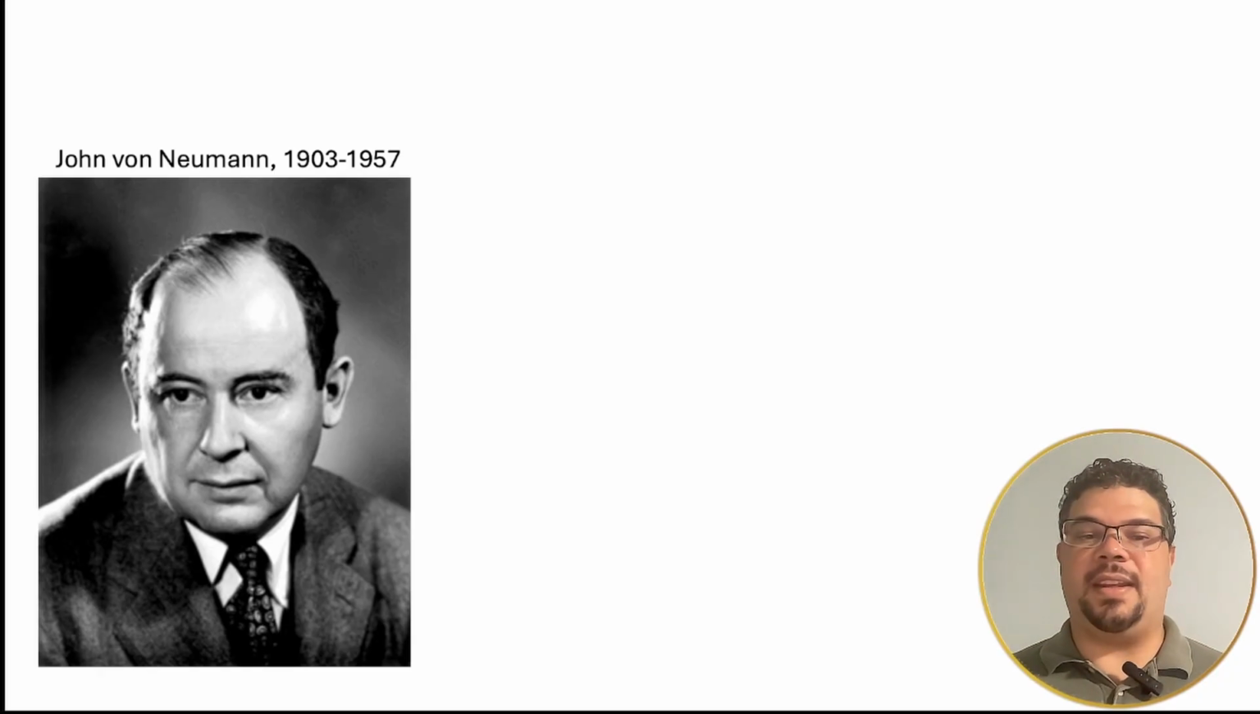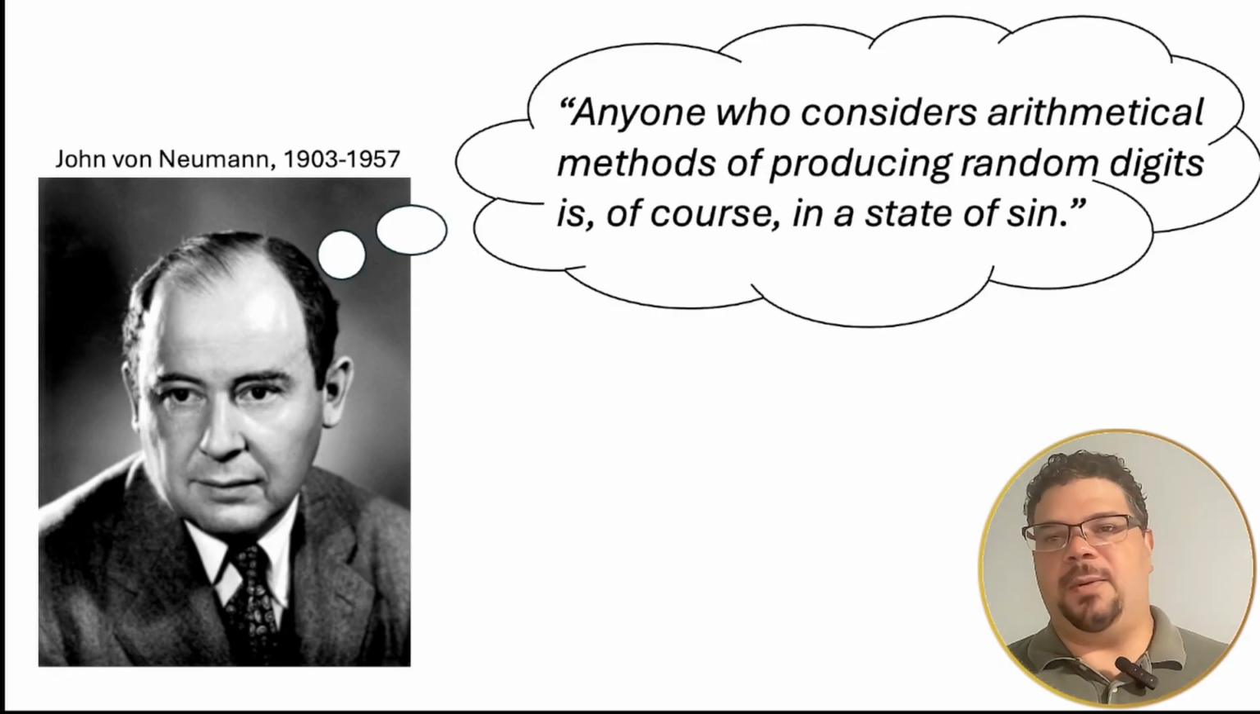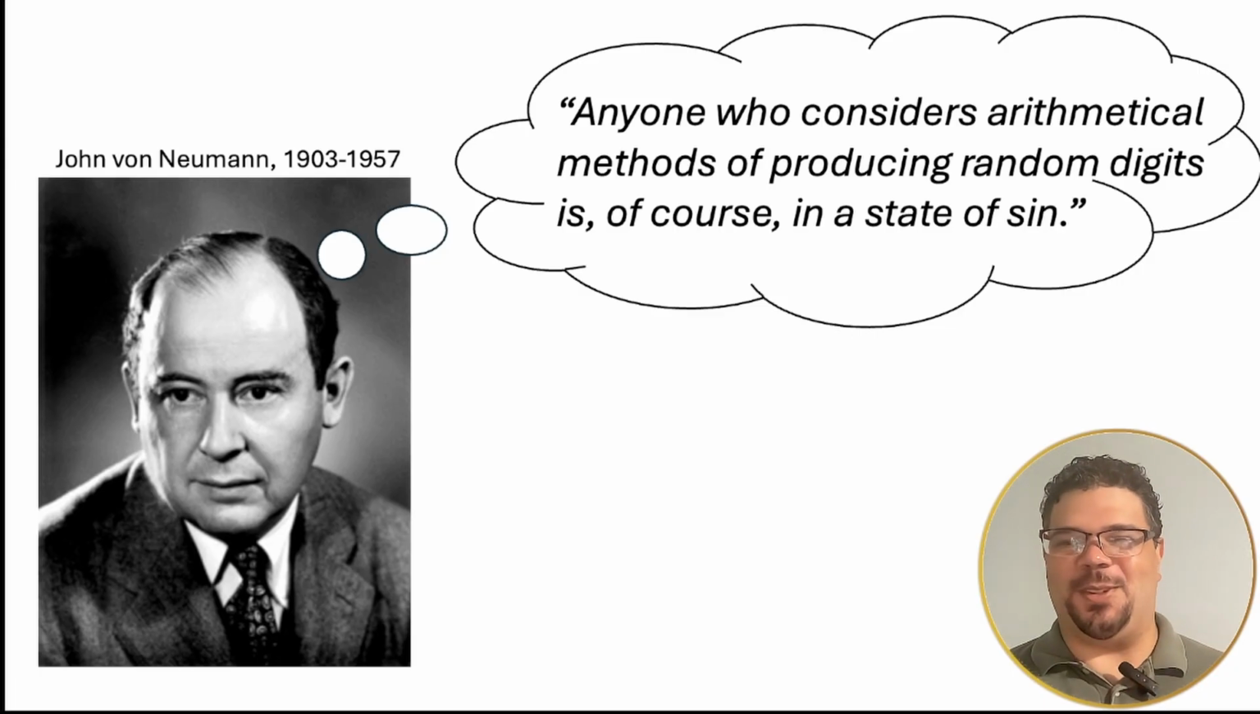So what we need is a simple arithmetical method of producing a random sequence of numbers. To do this, we can turn to John von Neumann, a 20th century scientific legend, commonly thought of as the smartest person who ever lived. What does he say about this? "Anyone who considers arithmetical methods of producing random digits is, of course, in a state of sin." Oh, he seems to be putting us off this whole endeavor.